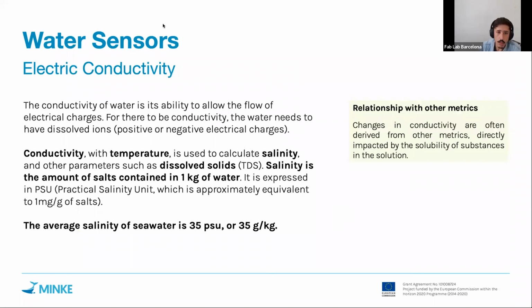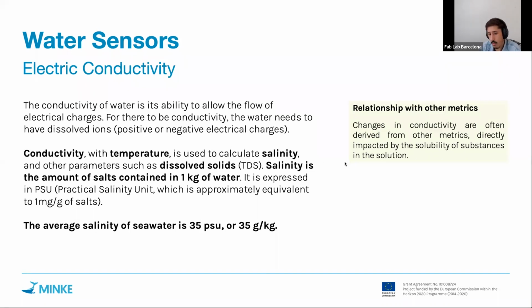Moving on, we are halfway on the metrics. So talking about the conductivity, or electrical conductivity, is basically the ability to allow the flow of electric charges. Normally, pure water is highly insulating, so it doesn't allow electricity to pass through. But as soon as we have dissolved salts, then we have a little more conductivity. So that's why conductivity, along with temperature, is used to calculate salinity.